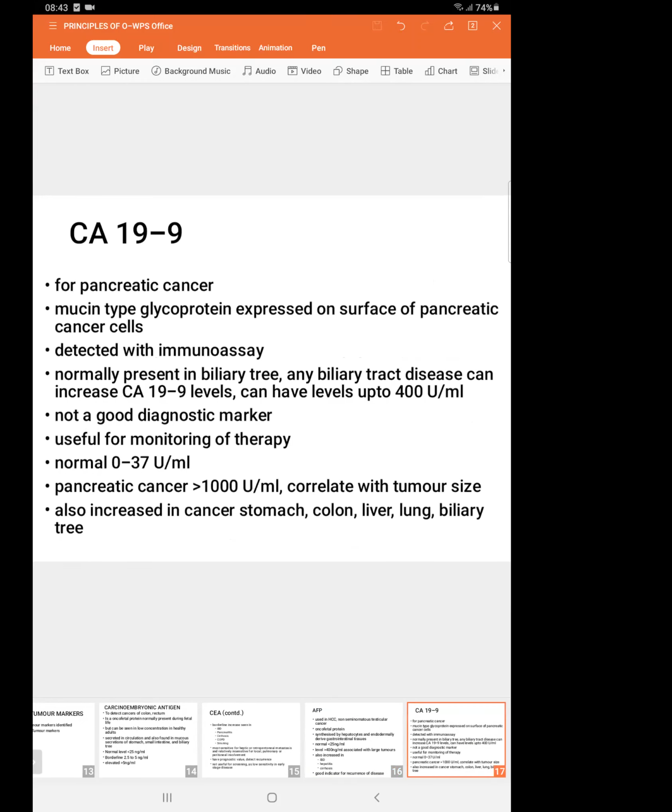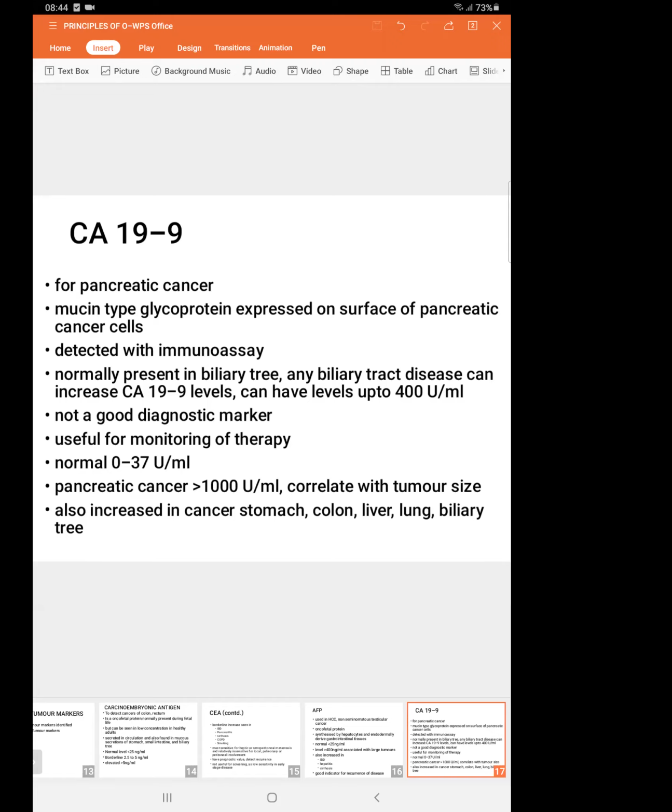Carbohydrate antigen 19-9 is used mainly for pancreatic cancer. It is a mucin type of glycoprotein which is expressed on the surface of the pancreatic cancer cells, and it is detected by immunoassay, immunohistochemistry. Normally, it is present in the biliary tree. So any disease of the biliary tract can increase the CA19-9 levels. And some associated liver diseases can also increase the CA19-9 levels, and those levels can go as high as 400 units per ml, where the normal value is 0 to 37 units per ml.